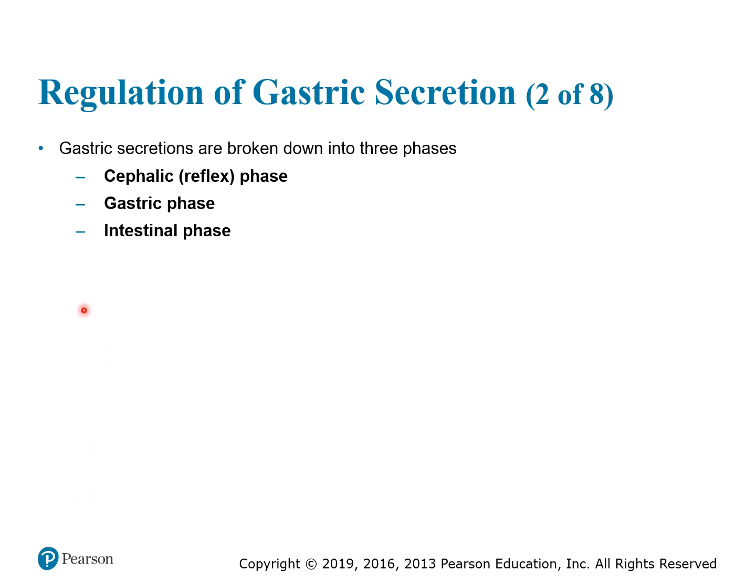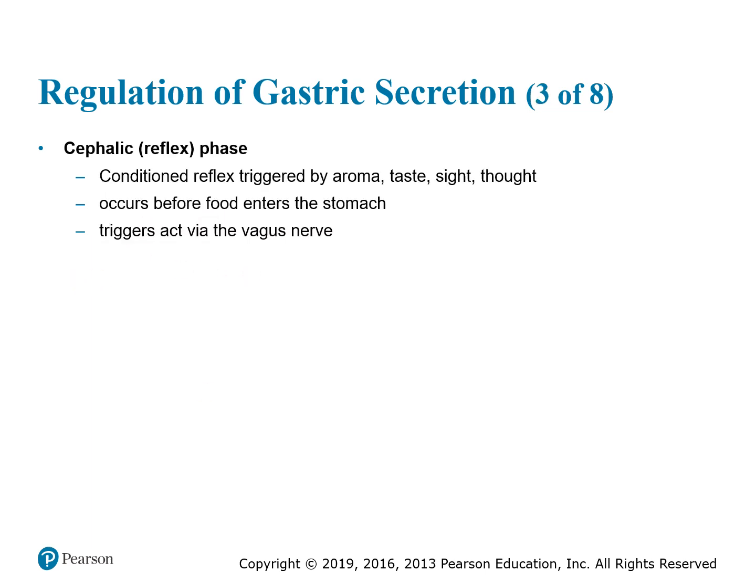Gastric secretions are broken down into 3 phases. There is a cephalic phase, gastric phase, and intestinal phase. Now let's go over these phases. The cephalic phase is the conditioned reflex triggered by the aroma, taste, sight, thought, and it occurs before the food enters the stomach. Just like when we smell something very nice, something is cooking, it is the cephalic phase, and it triggers action via the vagus nerve.